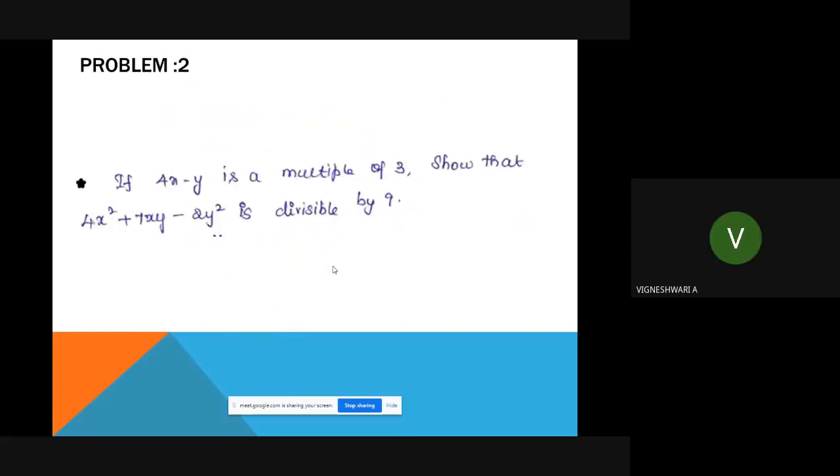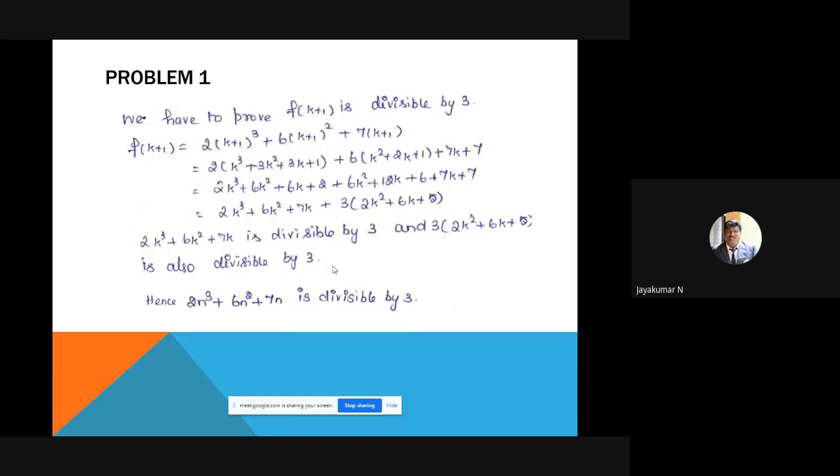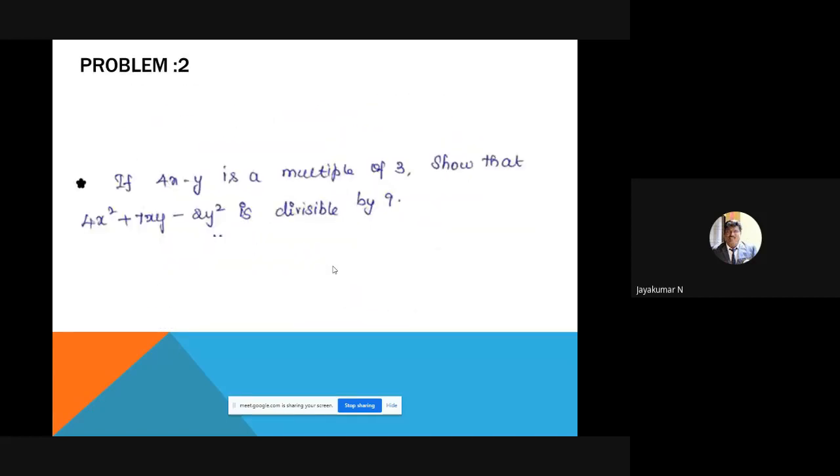Sir, in problem 1, there is one variable. Here, 2 variables. Exactly correct, good, thank you. In problem 1, we have one variable, the statement contains the variable n only. But in problem 2, we have two variables, x and y. But we know the procedure for only one variable.